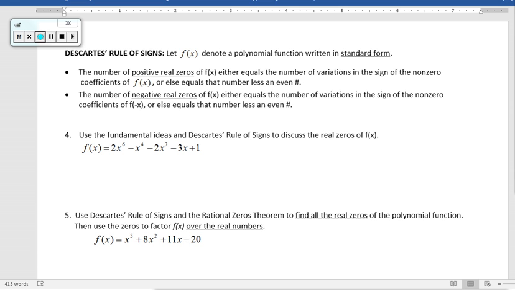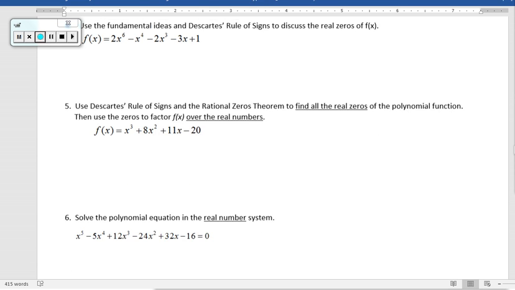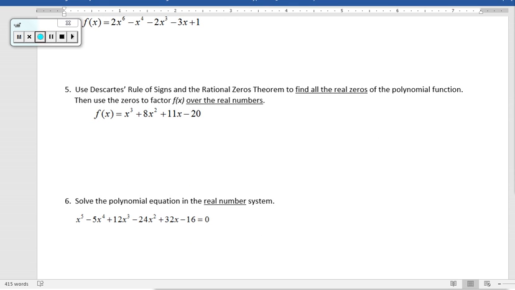Let's look at example number 5. It says use Descartes' rule of sign and the rational zeros theorem to find all the zeros of the polynomial function. So we have some choices here. Our choices would be, let's see, plus and minus 1, plus and minus 2, plus or minus 4, plus or minus 5, plus or minus 10, plus or minus 20. So those are all the possible ones that we can choose from.